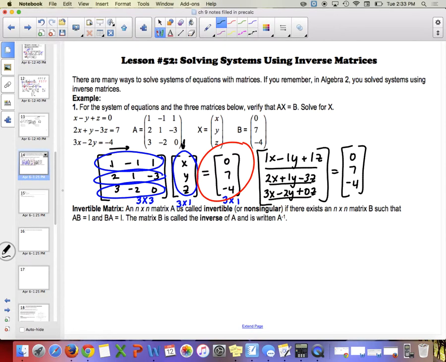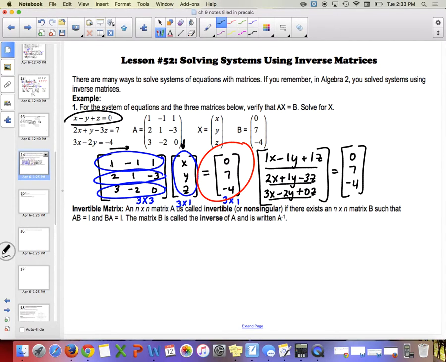Do you see where this matrix equation setup comes from? Do you guys understand? The first one is just the first equation, 1x minus 1y plus 1z. That matches up with the spot 0. Okay, do you all see that? That's why we do this. This is why we use matrices to set up the equation.